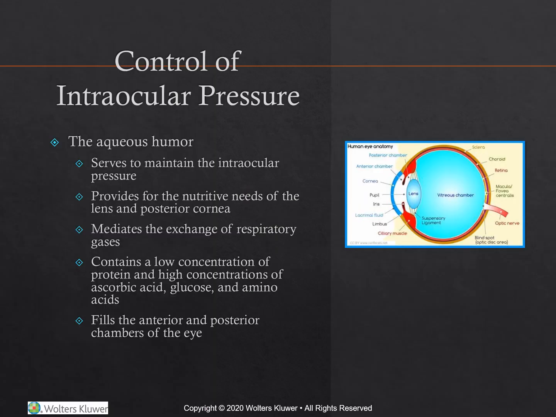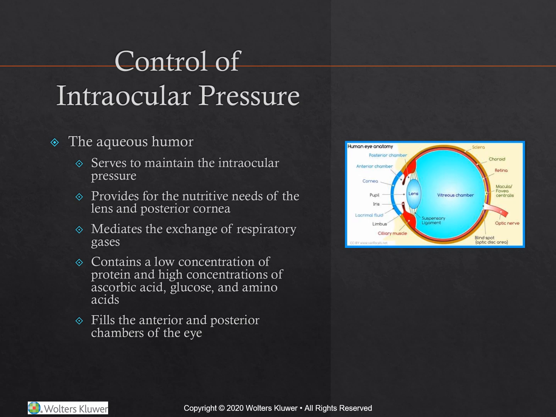So we're going to start by talking about the control of the normal intraocular pressure within the eye. There is fluid inside your eye that we call the aqueous humor, and its job is to maintain the intraocular pressure within the eye. We need a certain level of pressure in there, and the aqueous humor and the movement of it through the eye is what we use to maintain that pressure. That fluid also provides for the nutritive needs of the lens and the posterior cornea, so it helps to nourish those different eye structures. That fluid also mediates the exchange of respiratory gases within the eye.